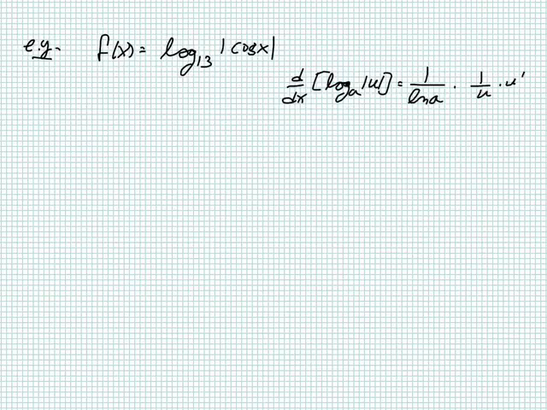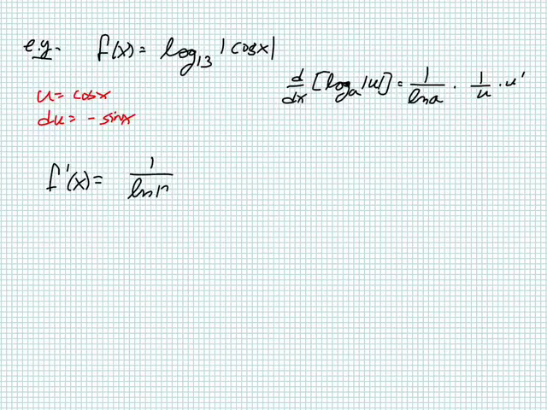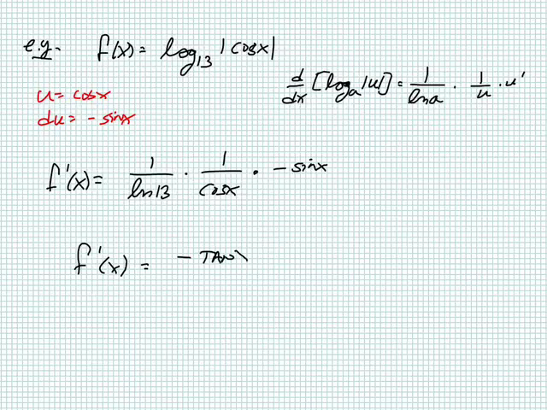Okay, so here u is equal to cosine of x, and du is equal to minus sine of x. So my derivative just becomes f prime of x is equal to, looking at our rule here, 1 over natural log of a, so in this case a is 13, so 1 over the natural log of 13, times 1 over u, so 1 over cosine of x, times du, which is minus sine of x. So f prime of x becomes minus sine over cosine, which I know is minus tangent. So it's going to be minus tangent of x over the natural log of 13.